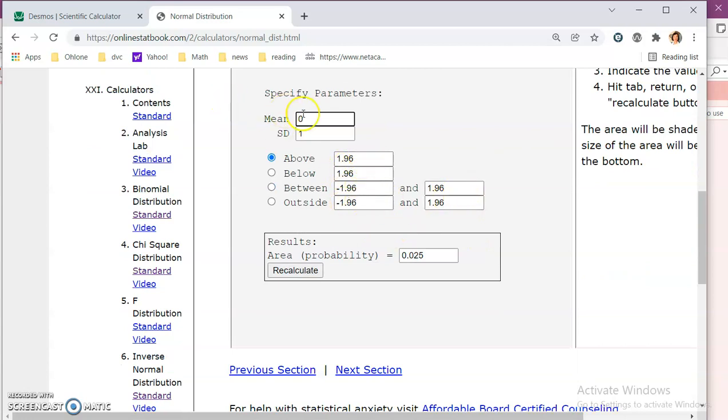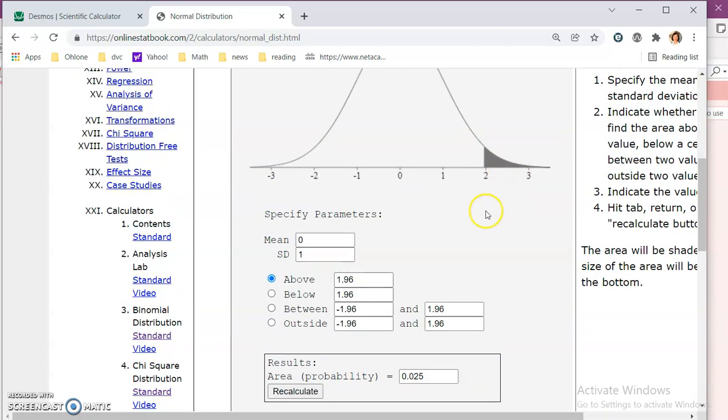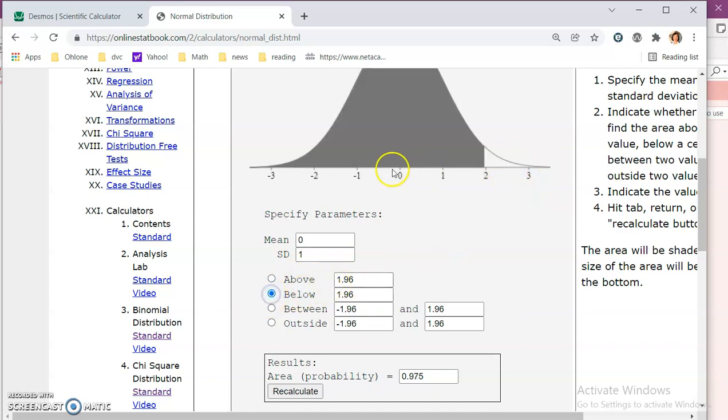To use the calculator, you don't need to enter all these. You can leave 0 and 1 untouched, because that's what the mean and standard deviation are for the standard normal z-score. And then to use the calculator, you click one of these. You would be finding either above, below, between, or outside. So maybe I'll show the graph. If I click above, that means I want to find the probability above a number. Below is for finding the probability below a certain number. In this case, it's 1.96.